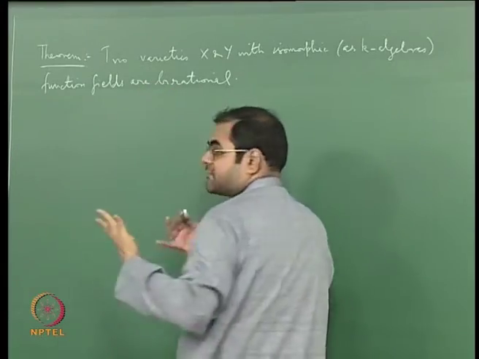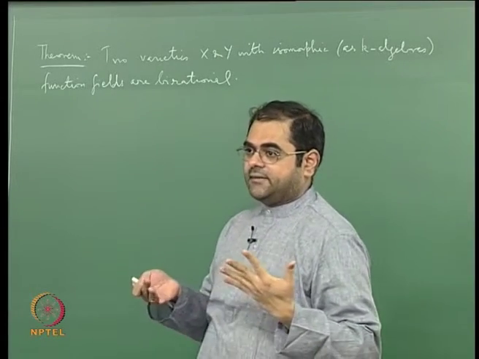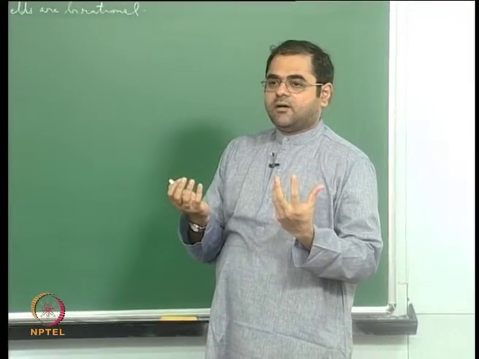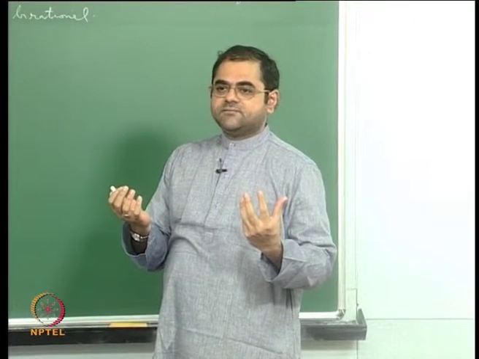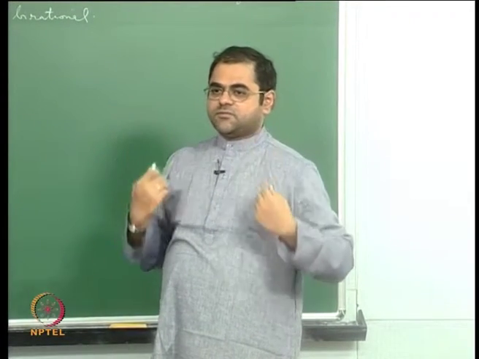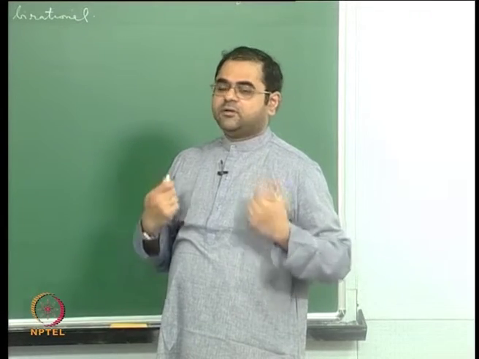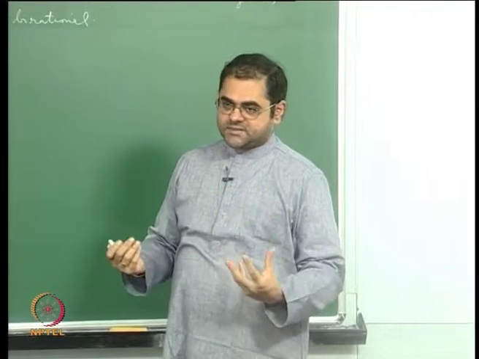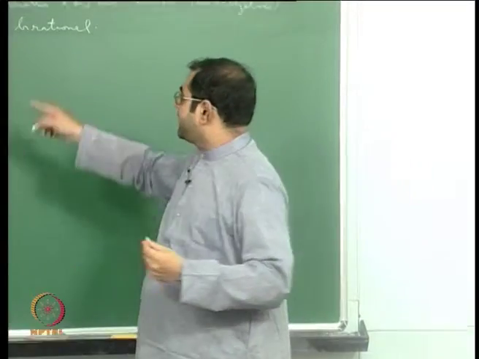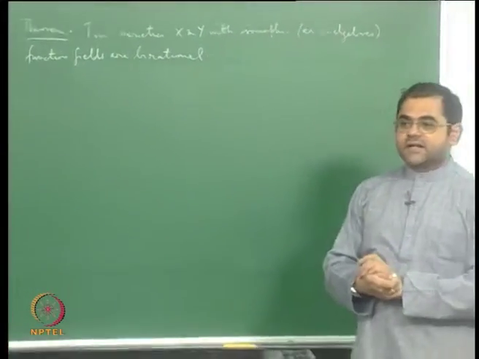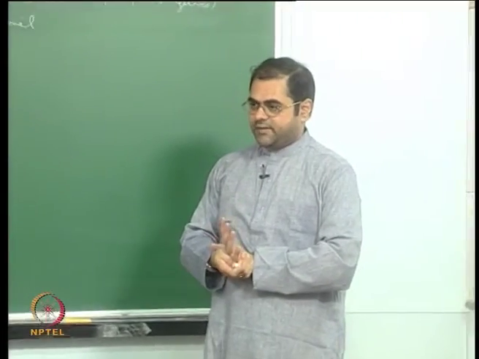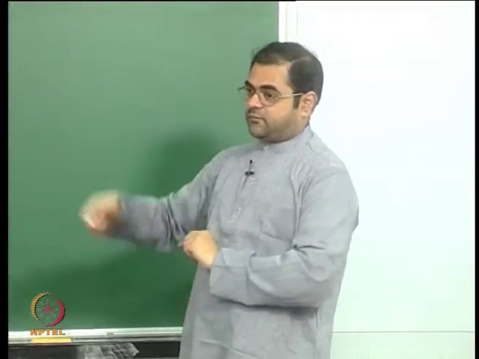Of course, if two varieties are birational, then there is an isomorphism on open sets, and this isomorphism on open sets will lead to an isomorphism of the function fields. The function field will not change if you go to an open set. So if two varieties are birational, then certainly their function fields are isomorphic, that is obvious. But what is not obvious is the other way around.